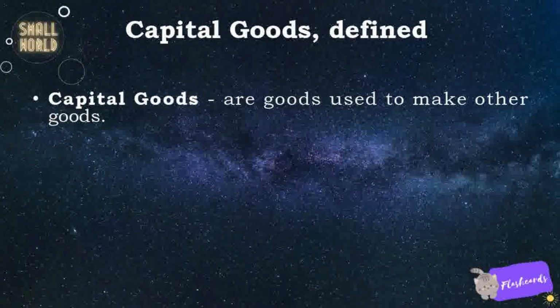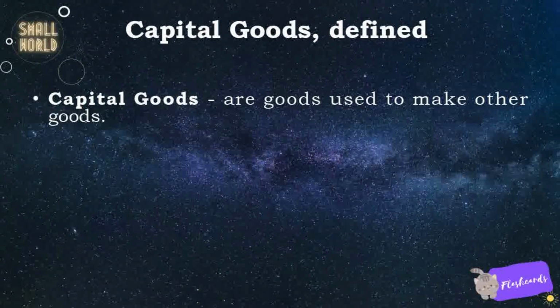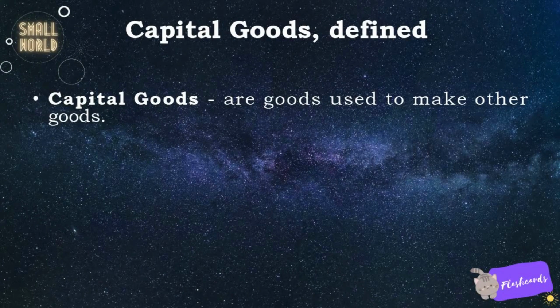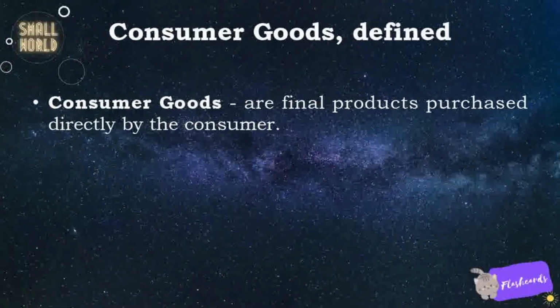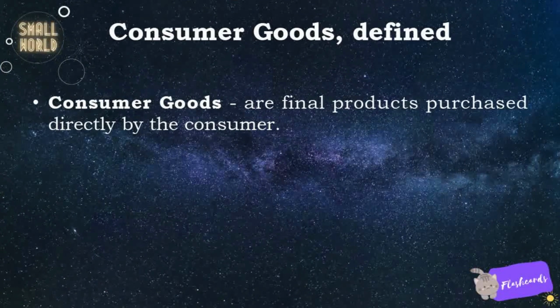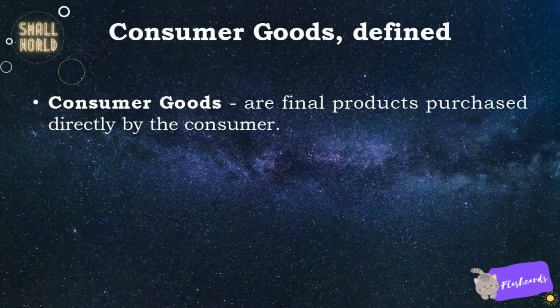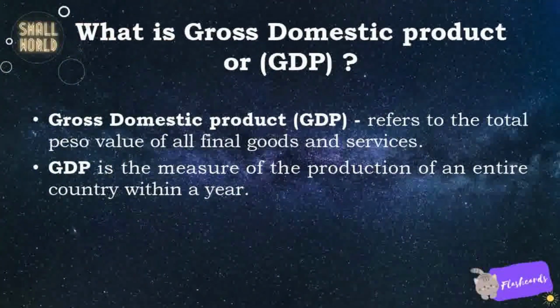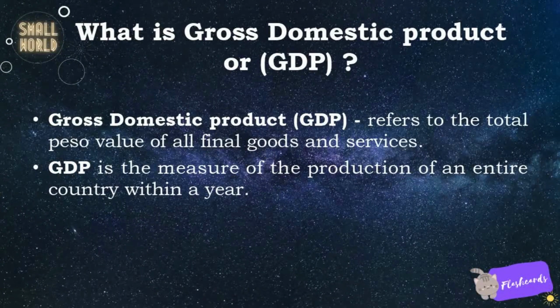Capital goods, defined. Capital goods are goods used to make other goods. Consumer goods, defined. Consumer goods are final products purchased directly by the consumer. What is gross domestic product or GDP? Gross domestic product, GDP, refers to the total peso value of all final goods and services. GDP is the measure of the production of an entire country within a year.